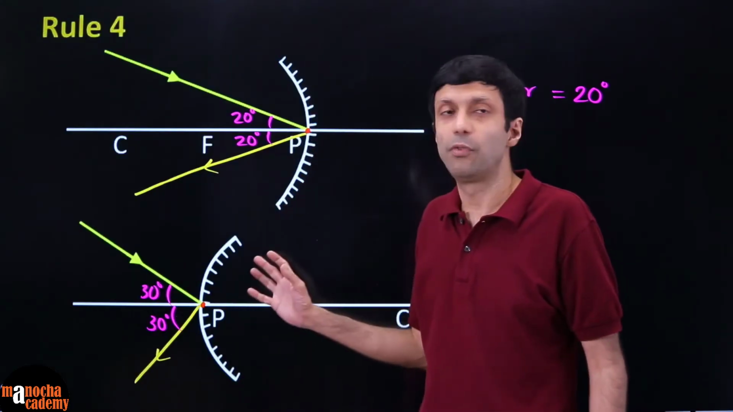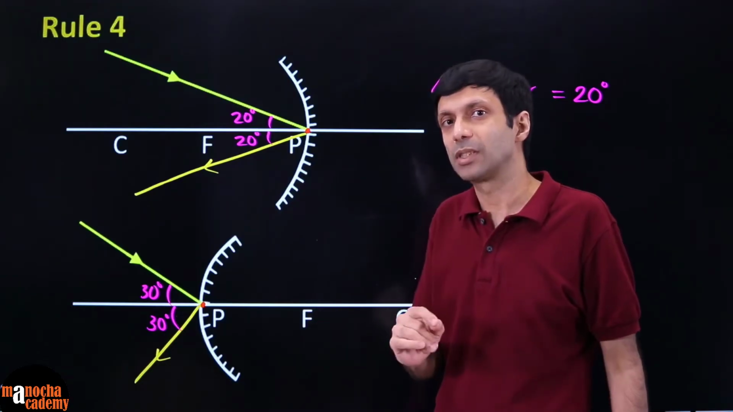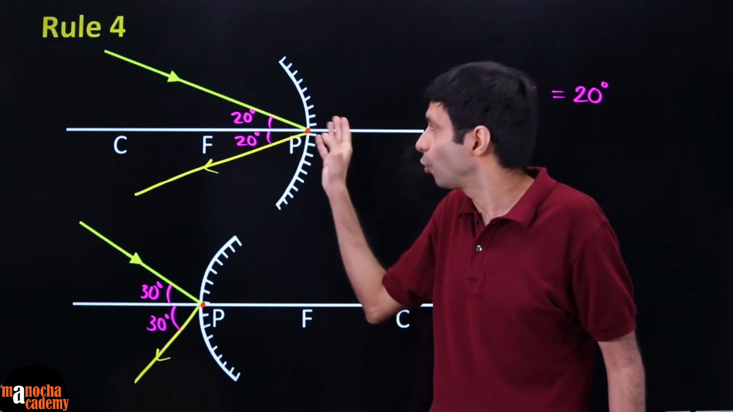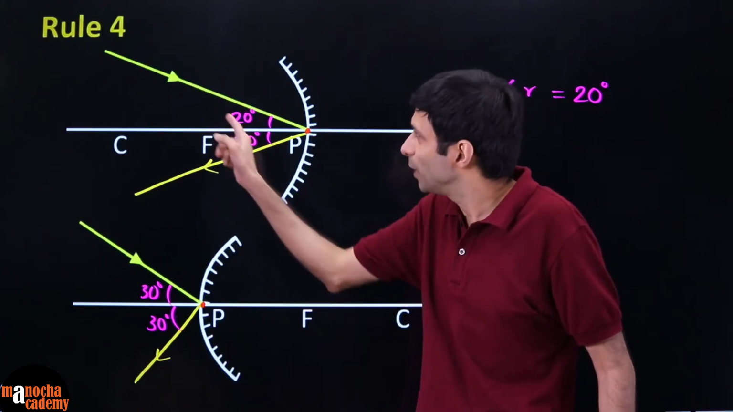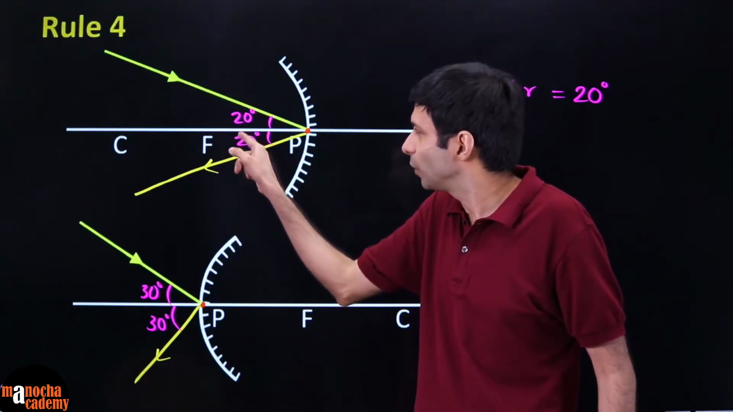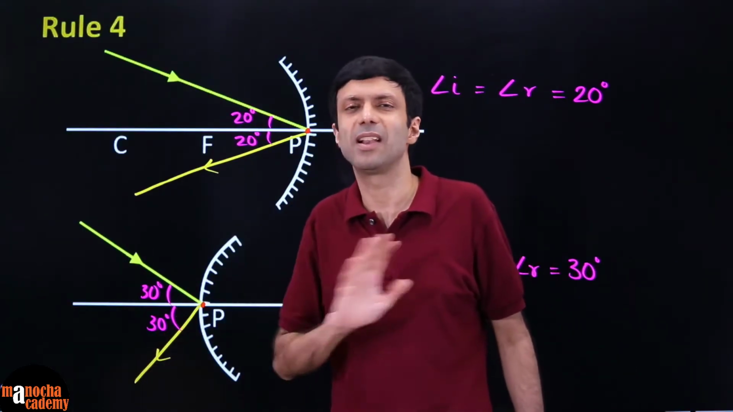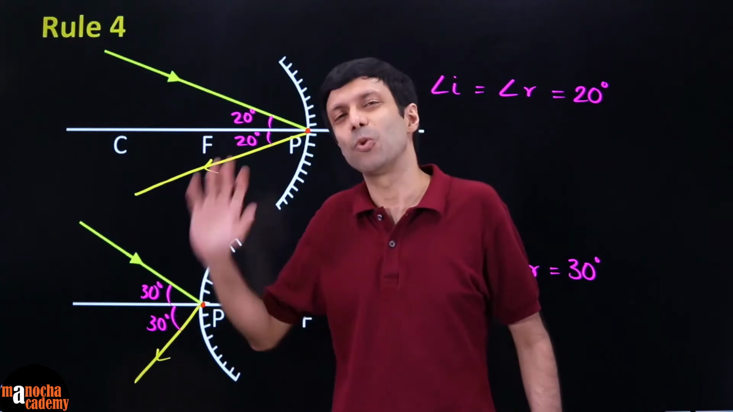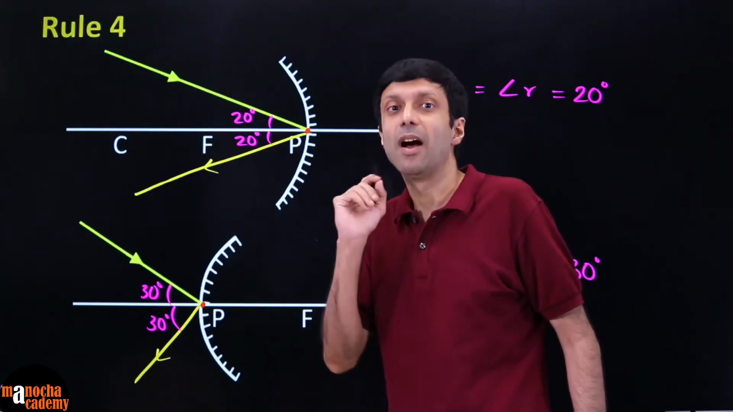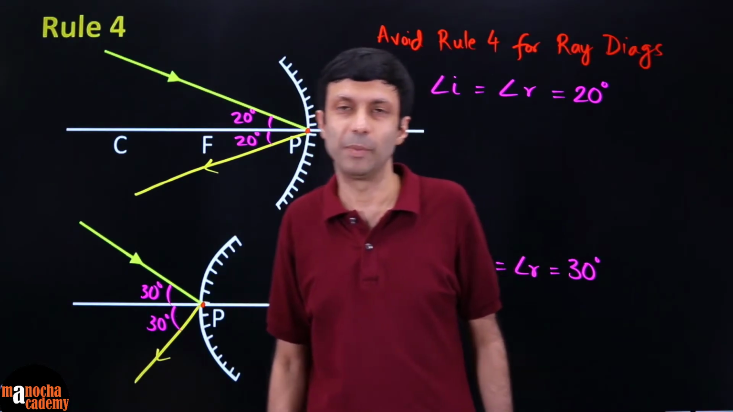Do not use rule 4 unless it is necessary or you get a direct question like here, because this relies on measurement of angles. To draw the reflected ray, you have to measure these angles very accurately, because if this is 20 degrees, you have to measure 20 degrees accurately with the protractor and draw the ray, and measurements with protractors are never super accurate. So please avoid using rule 4. I'll write this important note here: avoid using rule 4. That's something very important for you to remember.